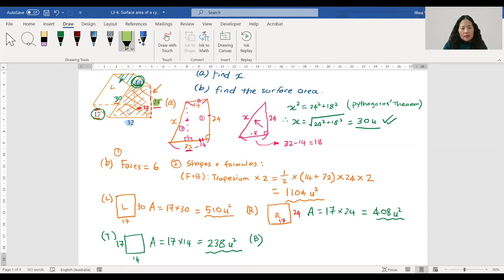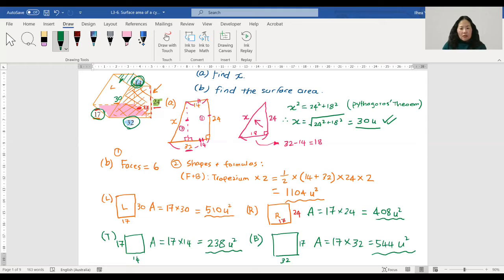The last one is our base, the bottom rectangle. So that is this part, if you can follow the highlights. My base and the height are 17 and 32, so I could just write 32 and 17 here. And my area will be 17 times 32, which is 544 square units.